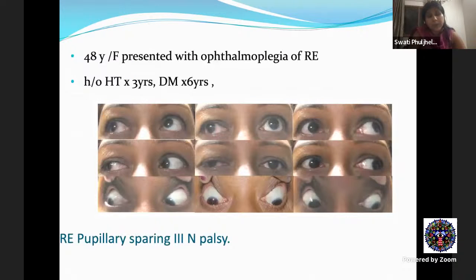So here is one such patient who presented with ophthalmoplegia of the right eye, and one can see that the pupil in this particular case is spared. She had a history of hypertension and diabetes for a few years, which was uncontrolled and has led to this kind of clinical picture. So these are the patients where you can probably allow yourself a little relaxation and may not jump into imaging immediately, but of course you have to follow them cautiously and keep checking their progression subsequently.